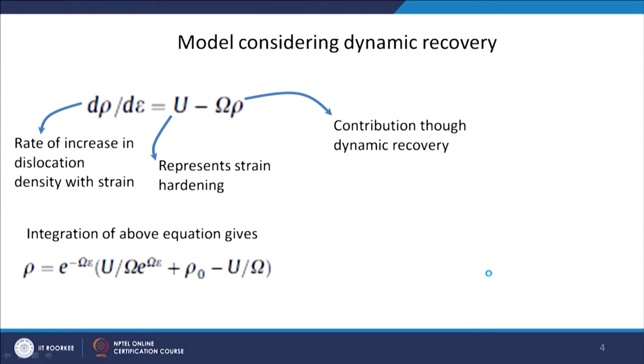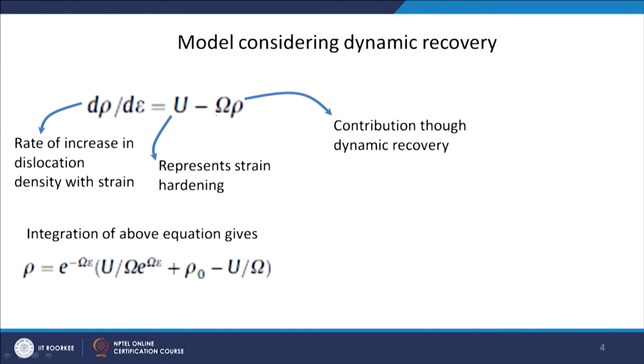So, the other model is one that considers dynamic recovery. It is concentrated more on the recovery part. What we are trying to do here is that the change in the dislocation density as a function of strain is related with two terms, U minus omega rho. U represents the strain hardening part, and omega rho is the contribution through dynamic recovery.